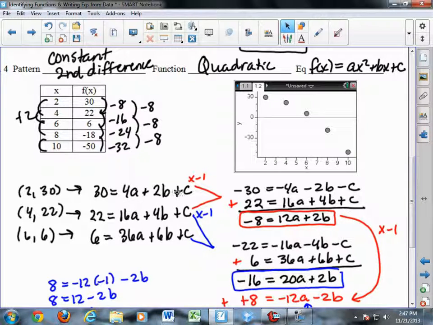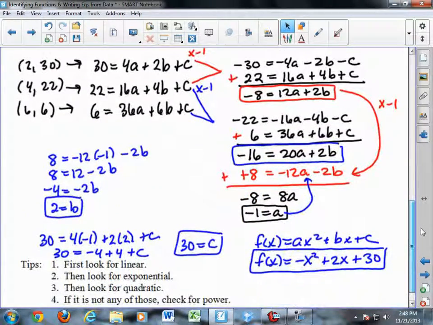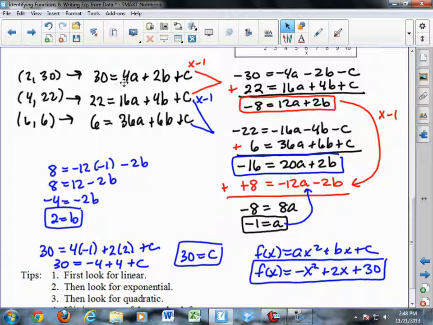Notice there's nothing squared down here because the squared part is a number that I'm inserting. Then 22 equals 4 squared times a, 16a, plus 4 times b plus c. 6 equals 6 squared times a, 36a, plus 6b plus c. To solve this system of equations, I select the first 2 equations and multiply the first one by -1 so that I have opposite values for c.